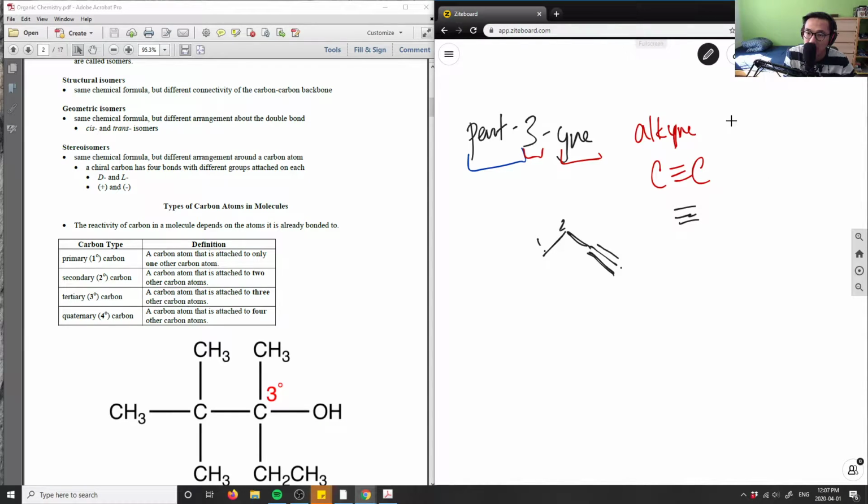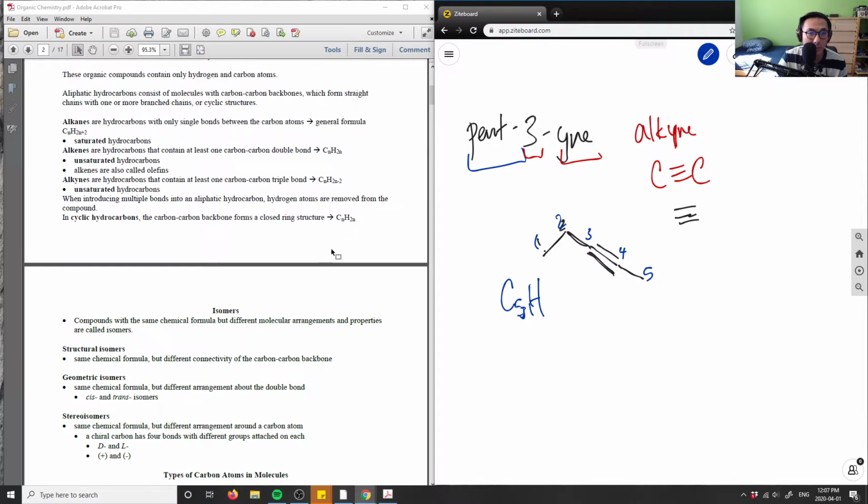So it's 1, 2, 3, 4, and 5 would be my pent-3-yne, and I can verify that it is, right? This is carbon 1, 2. We have a carbon here, 3, 4, and 5. And this is pent-3-yne. And if I do the formula, pent, it's C5 first of all. And the H, how many hydrogens do we have? We can simply follow this formula here. It's simply CnH2n minus 2, right? So 2 times 5 minus 2, 10 minus 2 is 8, right? So this is C5H8. So that's an example of a triple bond.